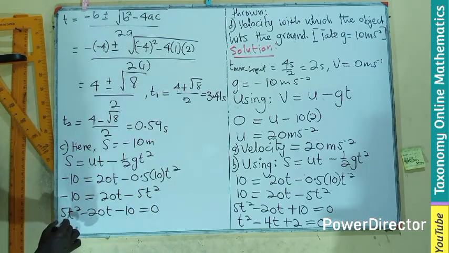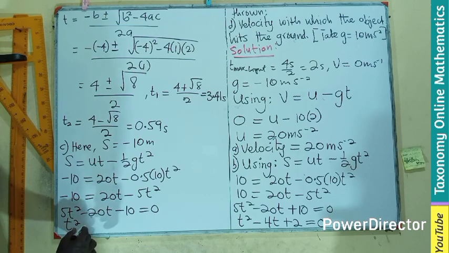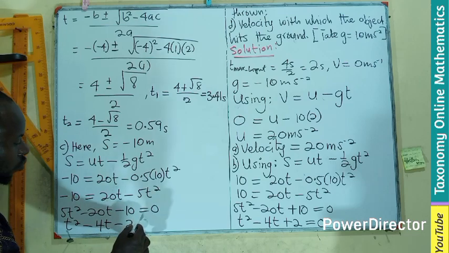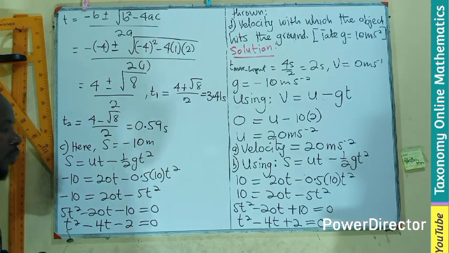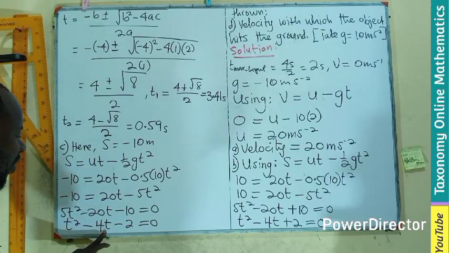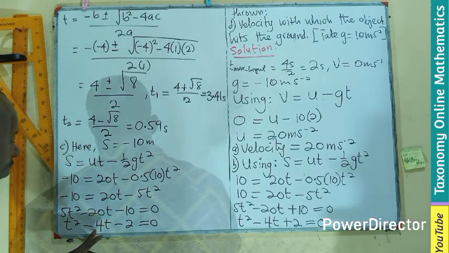Dividing by 5 will give you 5T squared. Dividing here becomes T squared. Here becomes 4T minus 2 equals 0. We still need to use the quadratic formula to find the value of T in this equation.